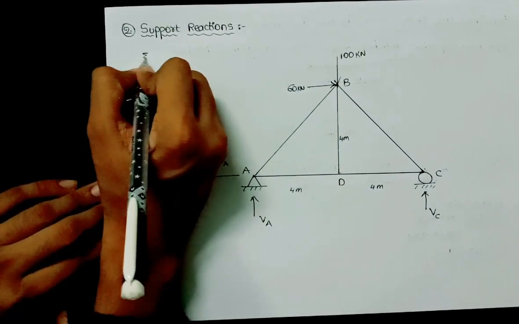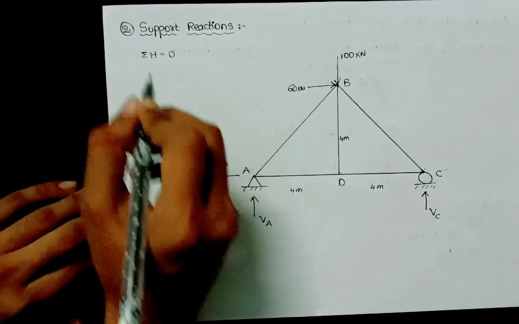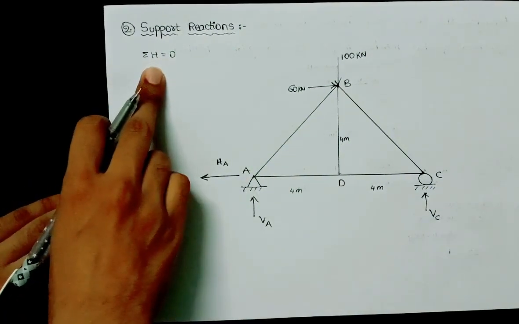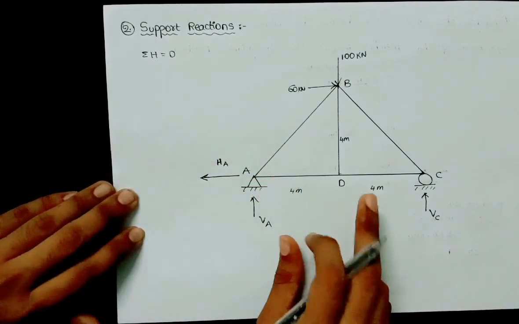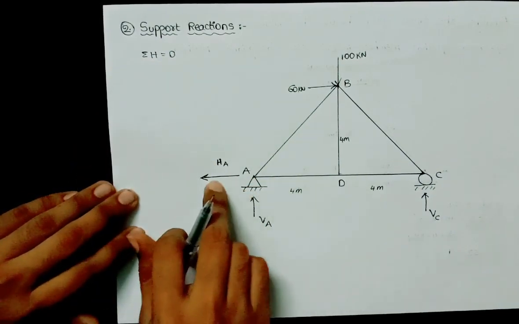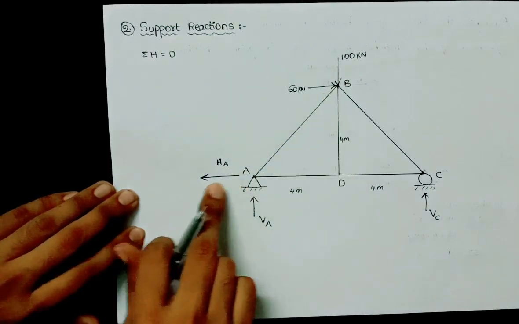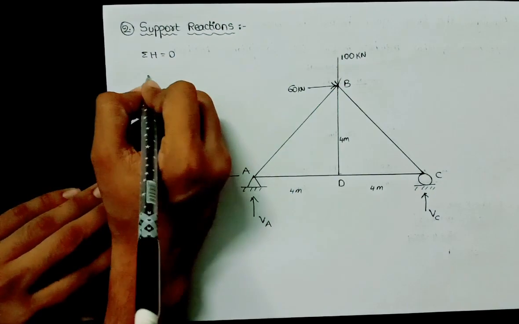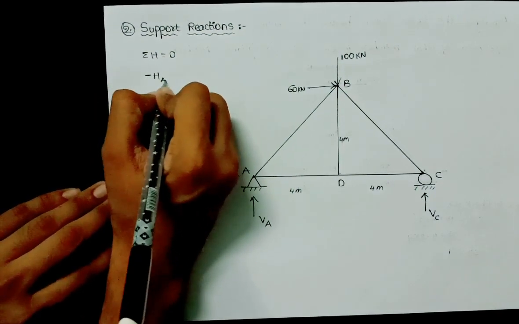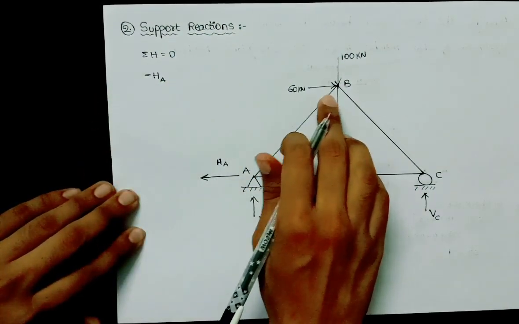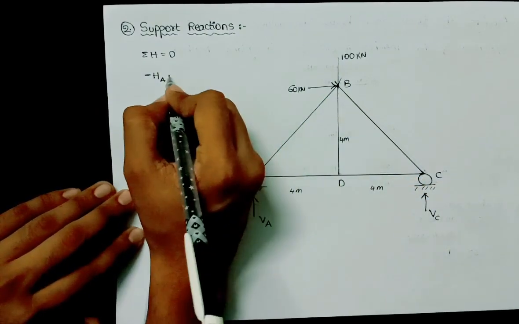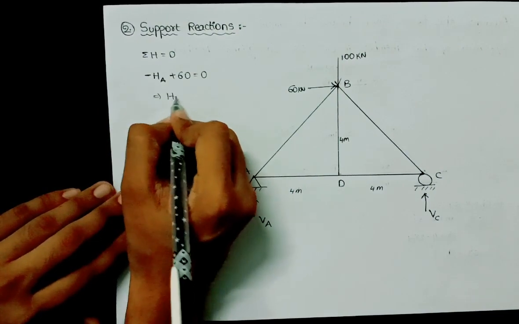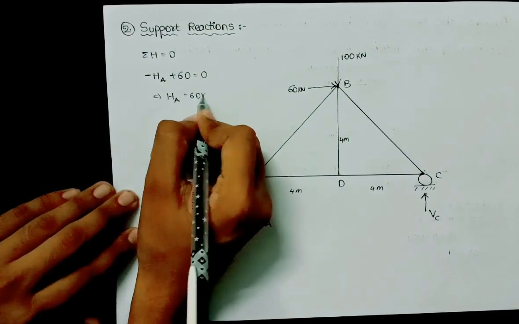So I am applying the first equilibrium equation, sigma H equal to 0. So algebraic sum of all the horizontal forces equal to 0. What are the horizontal forces we are having? HA and 60. HA is acting towards left side. So I am assuming left side as negative. So minus HA, and this 60 kilonewton is acting towards right side, so plus 60, right side positive. Therefore we will get horizontal reaction HA equal to 60 kilonewton.